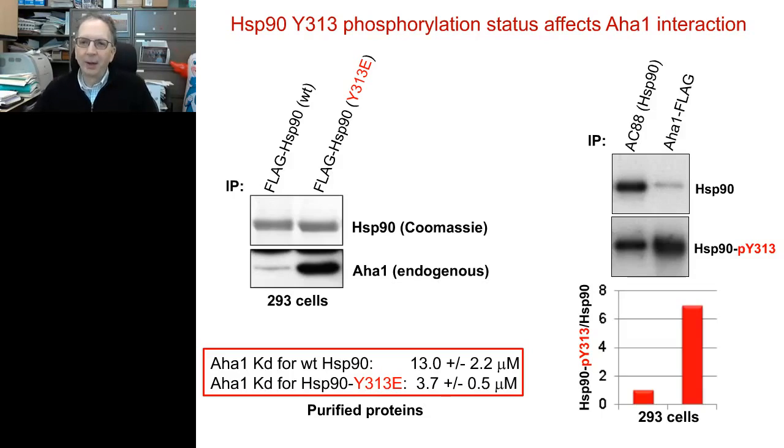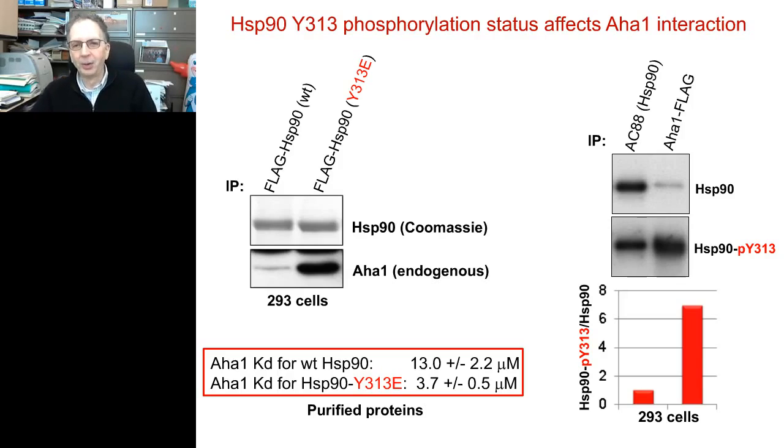We then went on to make an antibody specifically recognizing phospho Y313 HSP90 and used it in an experiment where we immunoprecipitated total HSP90 with an antibody to HSP90 called AC88, compared to an immunoprecipitation of AHA1. For this purpose, we transfected 293 cells with Flag-AHA1. We then Western blotted for HSP90 in the upper panels, and for phospho Y313 HSP90 in the lower panels. What you can see is that the HSP90 co-precipitating with Flag-AHA1 is much more likely to be phosphorylated on Y313 than is the general population of HSP90.